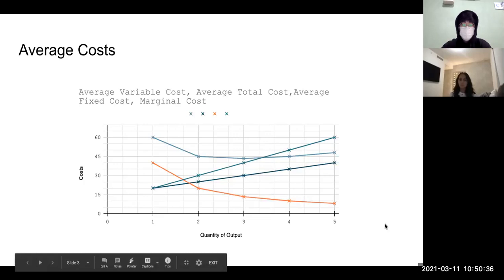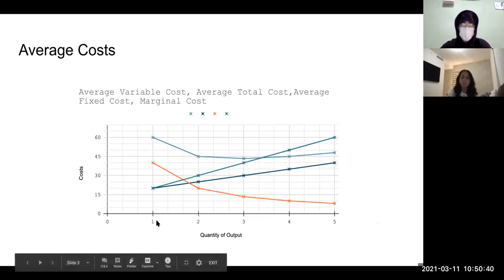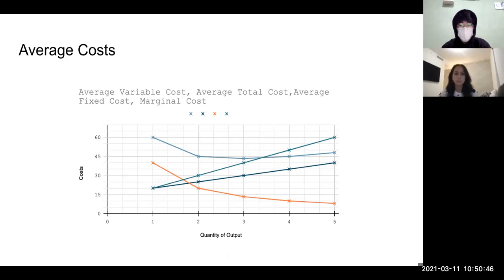This can also be seen here on the graph, where the first light blue line, when the quantity of output is 1, is 60 million. And that is the average total cost. And we can see here in a better organized way that in the output of 3 million parts, the minimum cost output is 43.3.